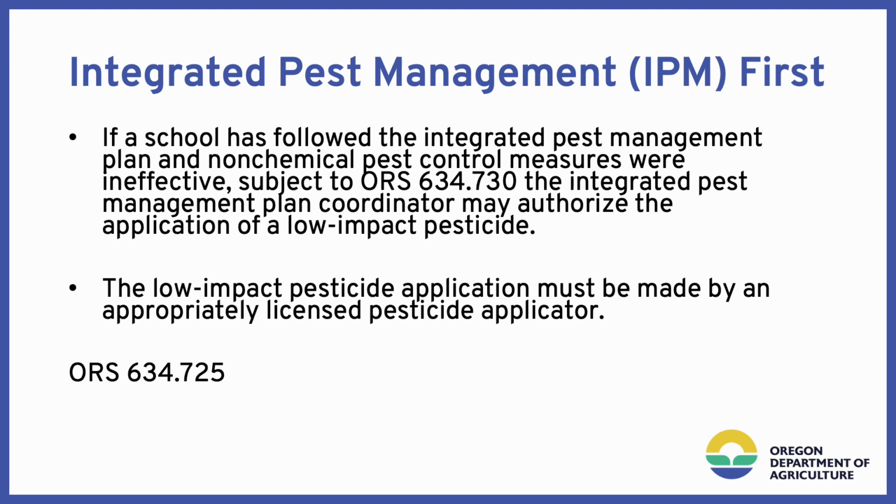Before we start though, this is a good time for a reminder that you should always consider IPM principles first and determine if the use of pesticides is required. Your first approach must be non-chemical control measures, and if these prove ineffective, the IPM plan coordinator may authorize the use of a product from their school's low-impact pesticide list. Remember, although ORS 634.700 does allow for the use of low-impact pesticides when other methods prove ineffective, any pesticide application made to a school's property must be performed by an appropriately licensed pesticide applicator.